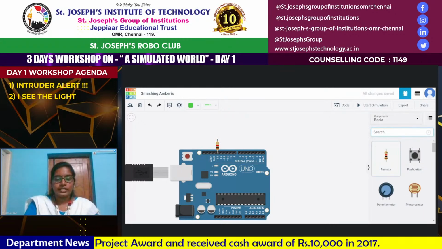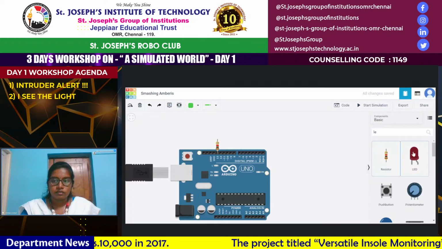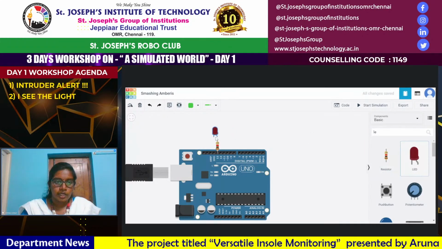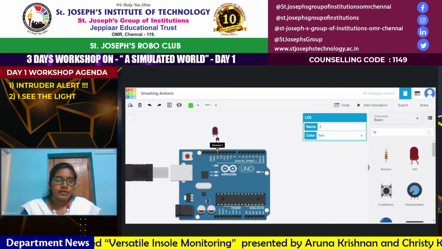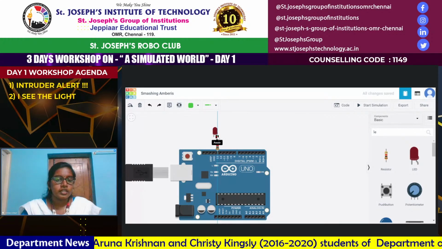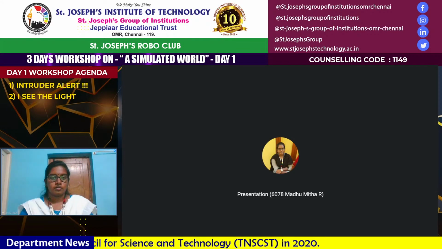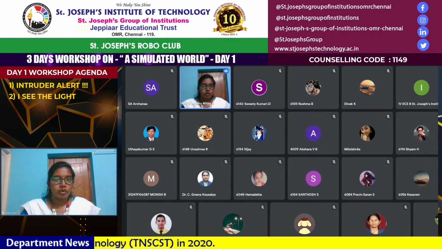The next component I'll be needing is an LED. So let me place the LED here. So now what we do is we connect the anode of the LED to one end of the resistor. Okay. So this is the Nano.